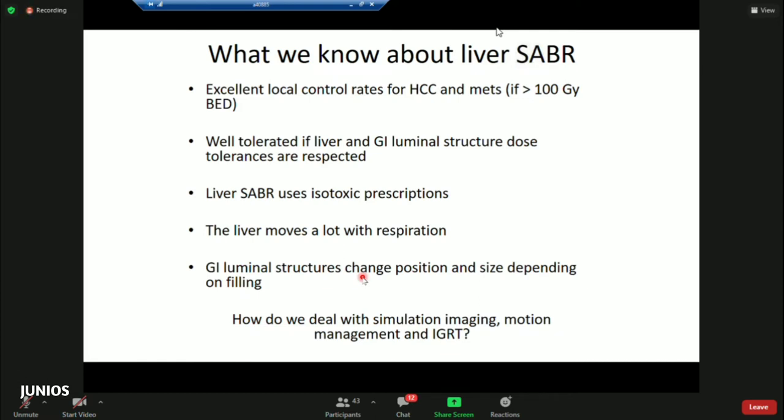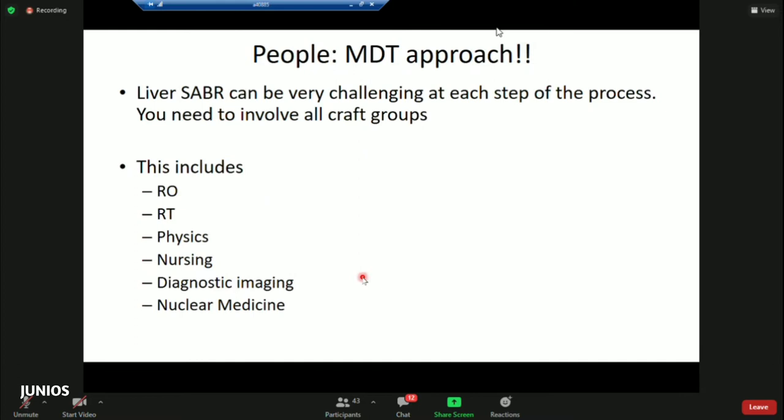Okay, more than 10 minutes. I spend more time on how we deal with the liver. Before going through the technical details, it's an MDT approach. Really, it's not only a solo play from the team. It's really challenging, but it can be done appropriately if you have a good team. It includes the clinician, radiation therapists, physics, the nurse for the contrast, diagnostic imaging, and then our radiologist, and nuclear medicine clinicians and technologists.